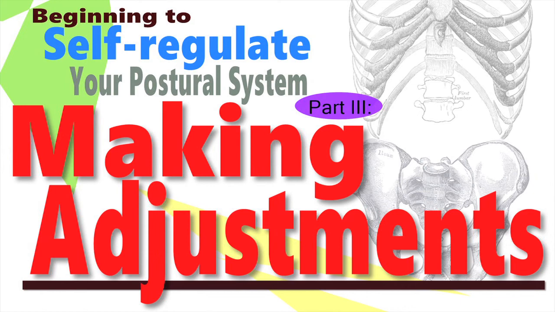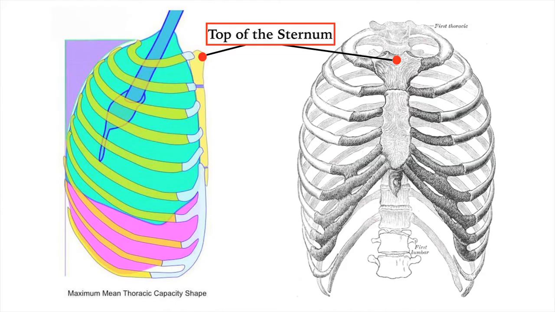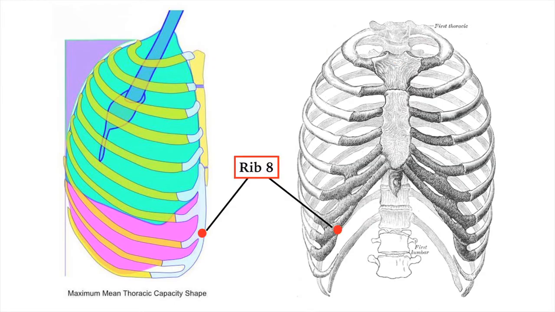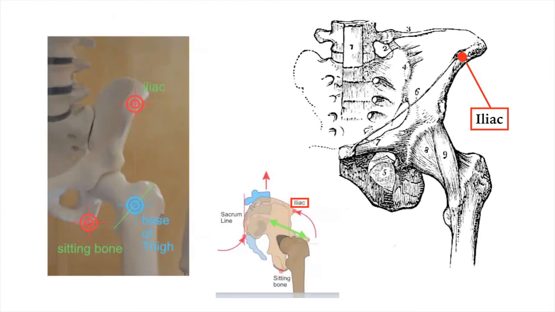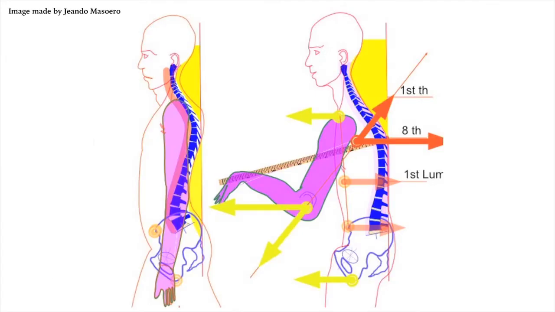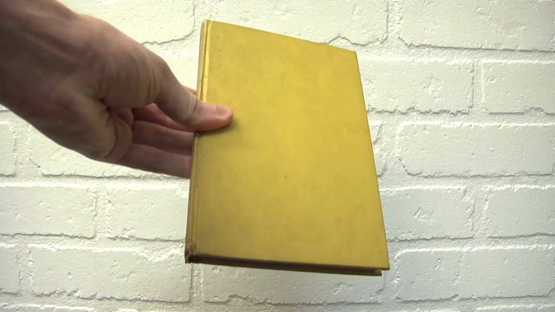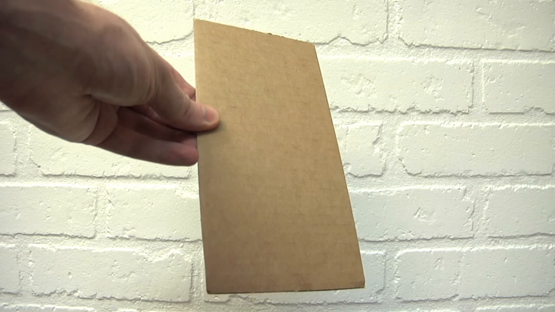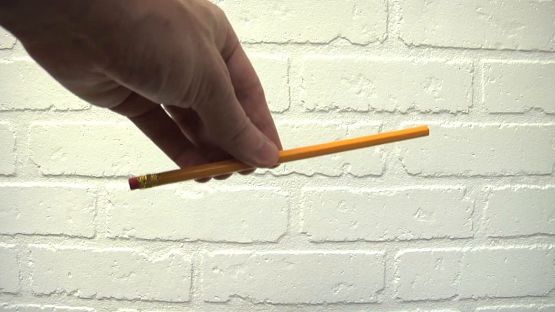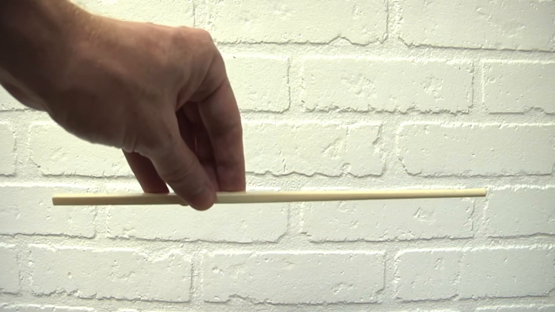Today, we're going to learn how to make a postural adjustment. So far, we've defined a few points on the body: the top of the sternum, rib 8, iliac, but we also need to define the directions in which we can move these points. To do that, you will need a book or any rectangular object, and a pencil or any similarly shaped object so that you can follow along.